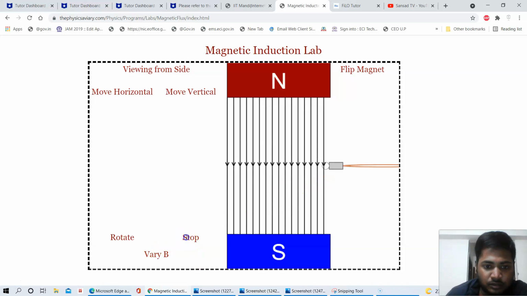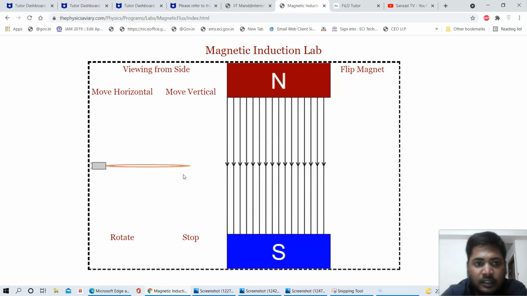Okay, so let's start. So in the first case, what is happening? The coil is made to move inside the magnetic field, so we can see the lightening of the bulb.